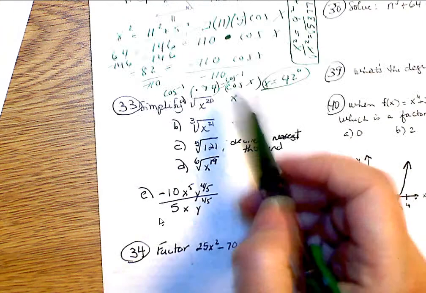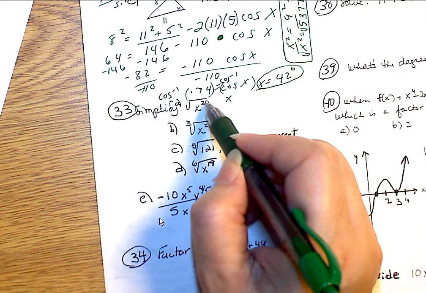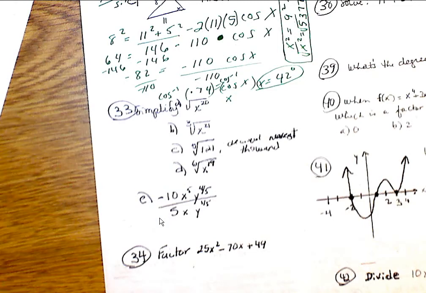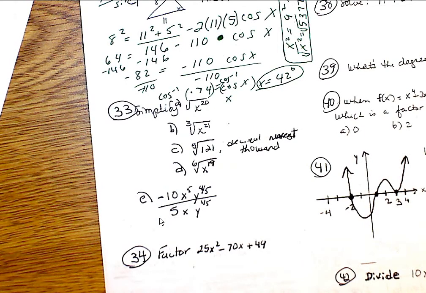33A, I want you to take a moment and determine: is your answer on 33A going to be positive always, negative always, or positive or negative, that it could be both positive and negative? For A. And why?